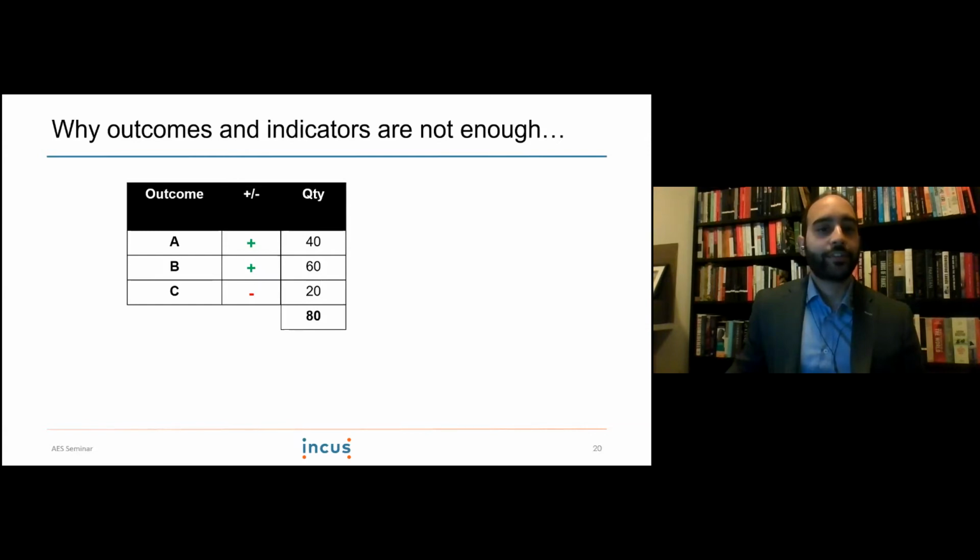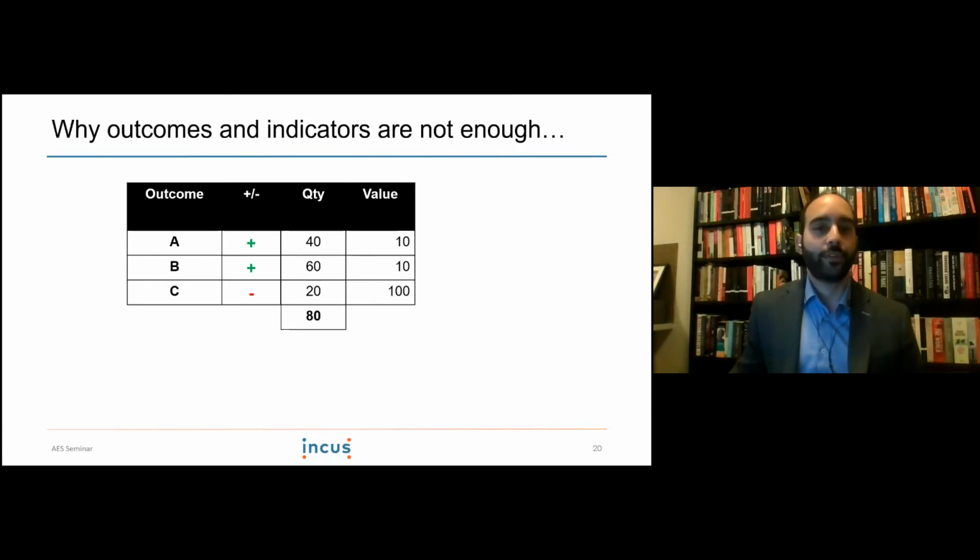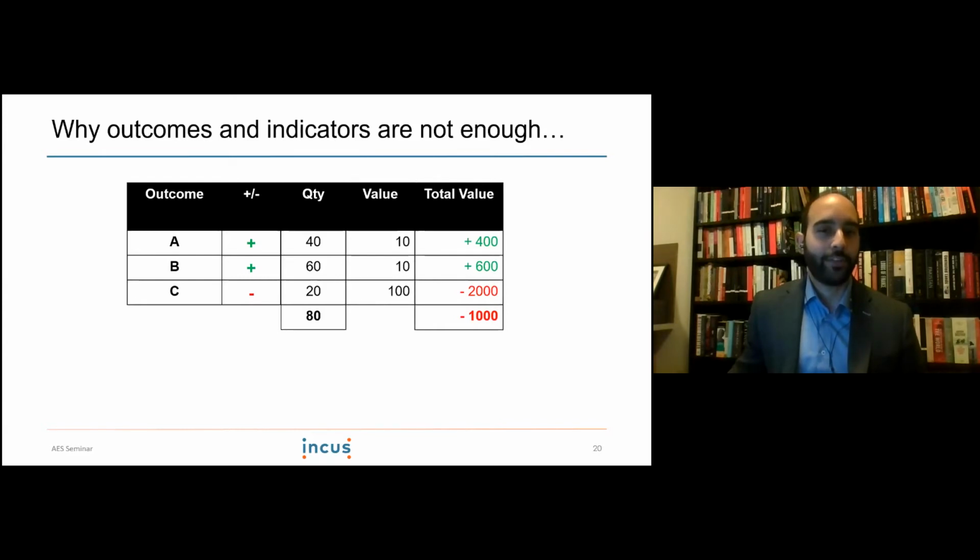Now, at this stage, we think, okay, well, the program's good. It's got 2 positive outcomes, 1 negative outcome. The negative outcome has been experienced by fewer people or to a lesser extent. It's a good program. Now, what if we knew that the value that people placed on those outcomes, how much it affected them, or how important it was for them, looked like this? A and B were similar at 10, C was 100, so 10 times more valuable. Now, all of a sudden, the value of these outcomes looks a bit different. Now, this program is suggesting it's got a negative value of 1,000.